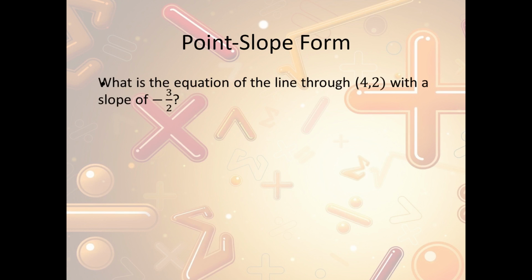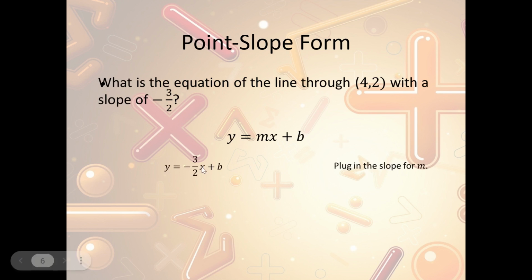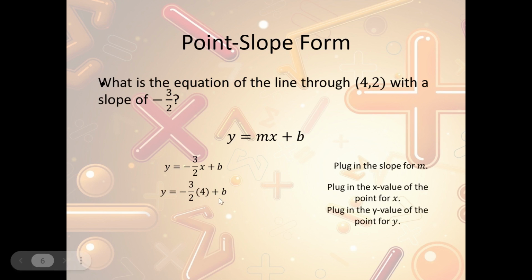Let's look at one more example. We're given a point (4, 2) and the slope of -3/2. So we're going to use the form y = mx + b, and we're going to plug in the slope for m, which is -3 halves. So that goes there. And we're going to plug 4 in for x there. So we got y = -3 halves times 4 + b. Then we're going to plug 2 in for y, which is here. So it becomes 2 = -3 halves times 4 + b.